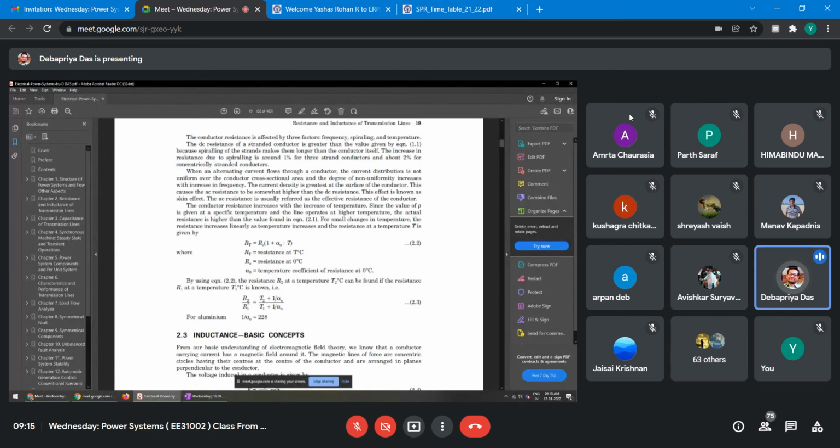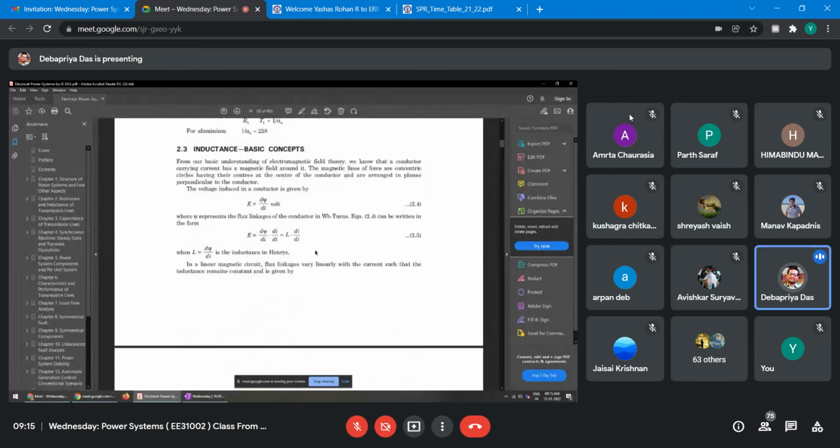So at any 2 temperatures, if you take T1 and T2, R2 upon R1 is equal to this one, right? For aluminum, 1 upon alpha 0 is approximately 228. This is resistance. Resistance we need not bother about. Now inductance. Resistance is simple, right?